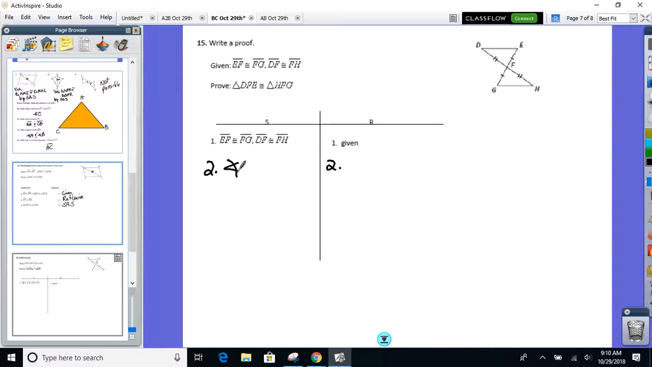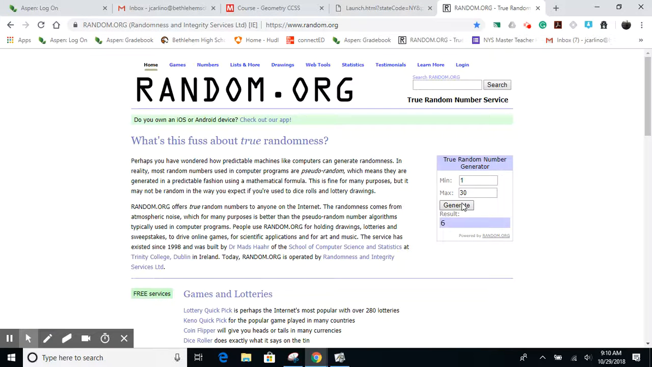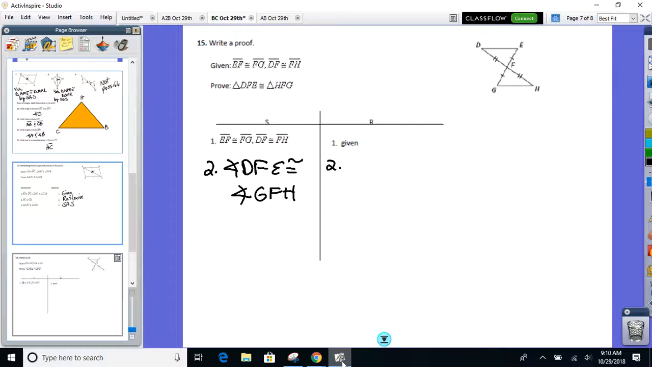Somebody know why they're there for me? How about 6? Why? What about them? I need more than that, though. Vertical angles are congruent. Yep. Definition of vertical angles will never work.